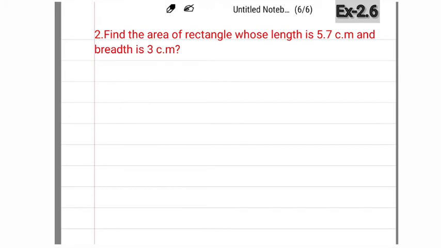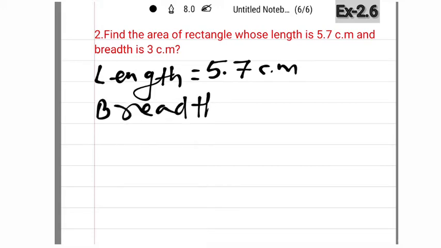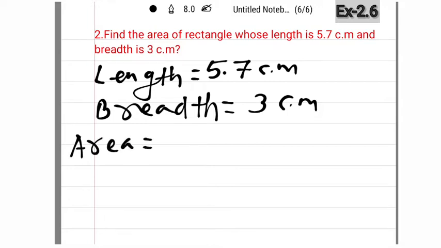Your next question number 2 is find the area of the rectangle whose length is 5.7 cm and breadth is 3 cm. So here it is given length equals 5.7 cm, okay, and breadth equals 3 cm, and the formula for area of rectangle is area equals length into breadth.